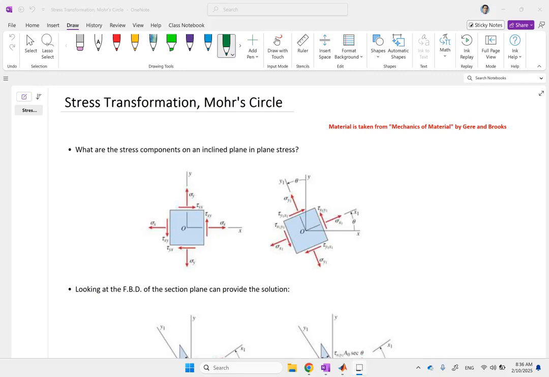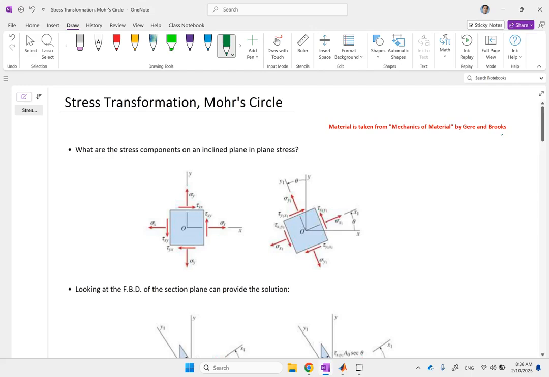Hello everyone. In this video, we are going to look at stress transformation in 2D, and we're going to look at the Mohr circle, which is a graphical method to do that. The material, again, is coming from Mechanics of Material by Gray and Brooks.